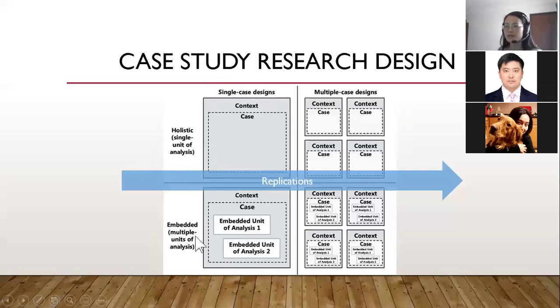So what is a unit of analysis here? Usually in a case, if it's a case by itself, it cannot be divided into sub-cases or sub-units anymore.